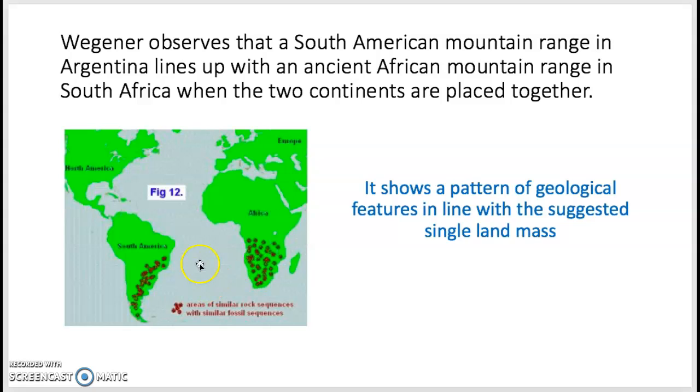If you look at this edge right here, doesn't it look like it kind of fits right into the crook of Africa? So it also just looks like it fits together really, really well.